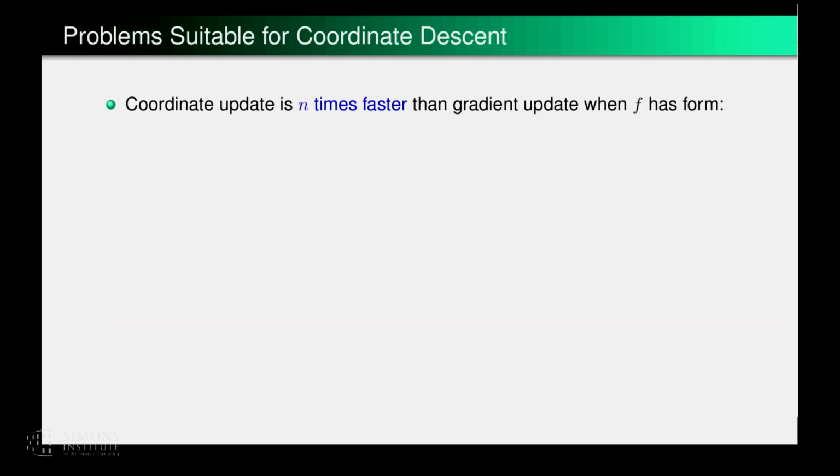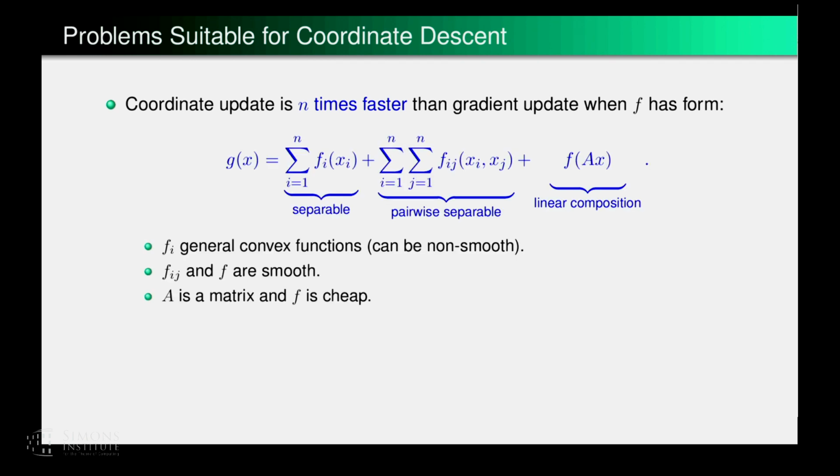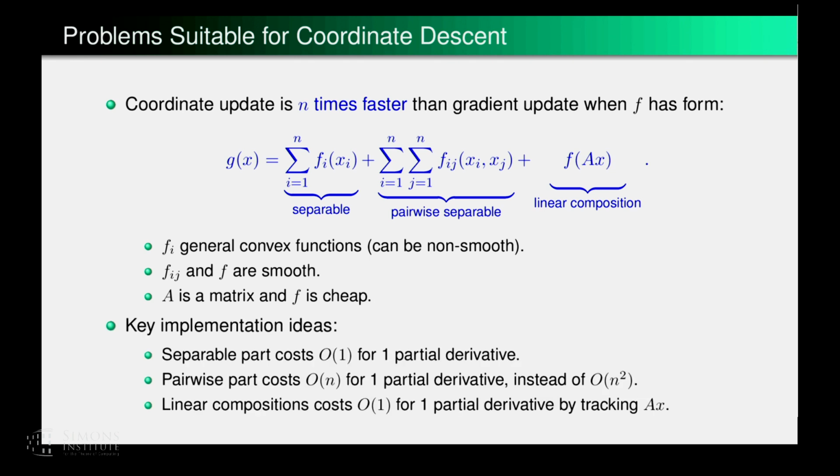So we need to talk about, if you're going to apply coordinate descent, we need a class of problems where it actually makes sense to apply coordinate descent, because otherwise you shouldn't do it. And here's the class of problems that I like to talk about. So we're going to minimize a function, let's say g of x. g of x can have a separable term. It can have what I call a pairwise separable term, so a set of functions that depend on pairs of variables, and this composition of a smooth function with a matrix A times x.